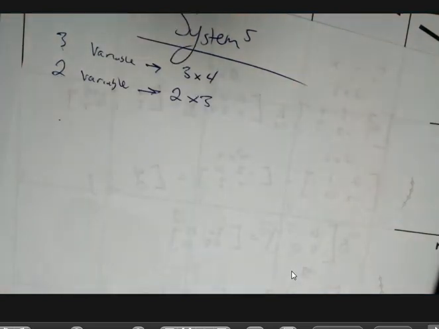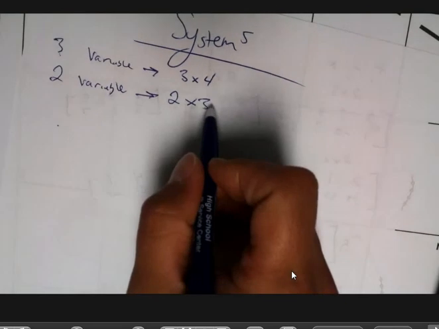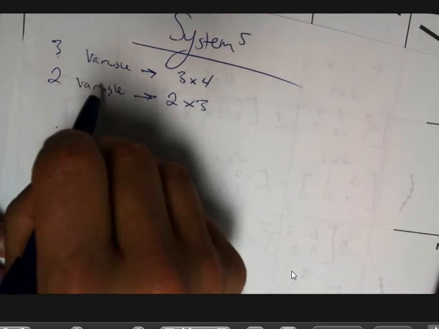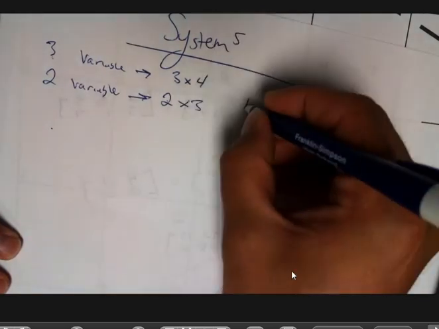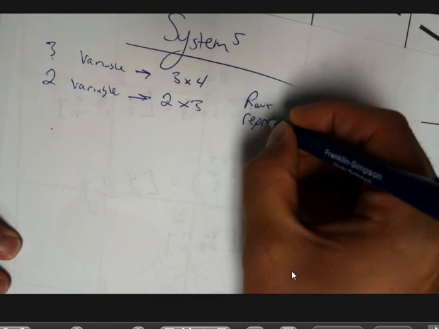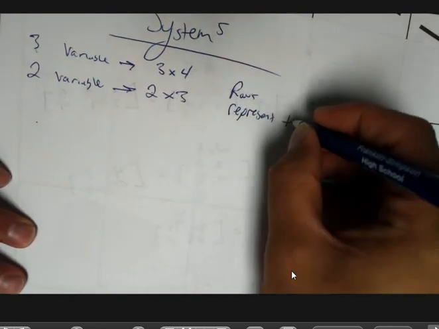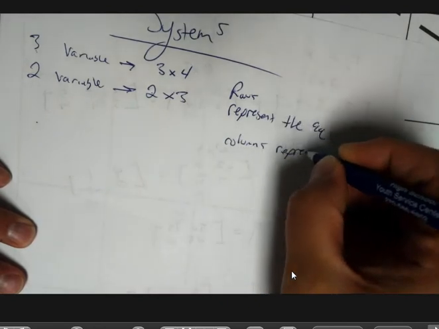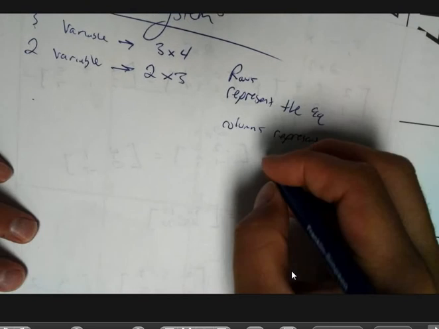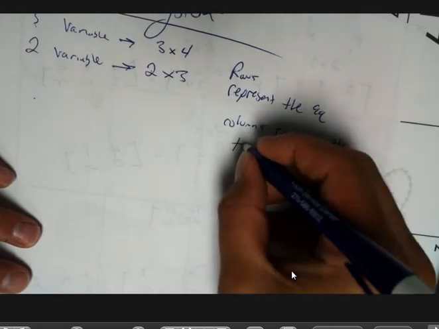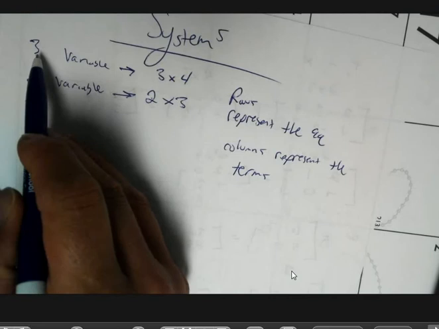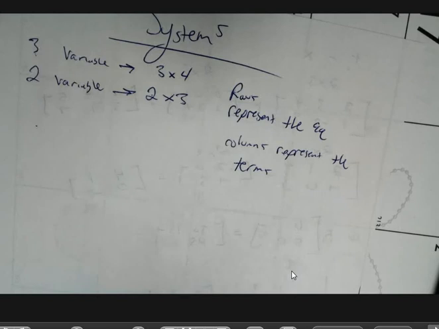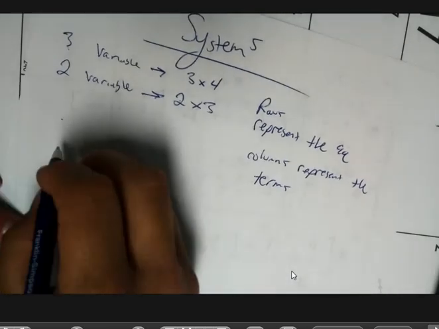Now you may wonder to yourself, well, why do we have more columns than we do rows? Well, it's simple. The rows represent the equations. Make sure you're writing these notes down. Rows represent the equations, and the columns represent the terms. So in this case, you would have one variable, a second variable, a third variable, but a lot of people forget you also have what you're equal to. That's a term.